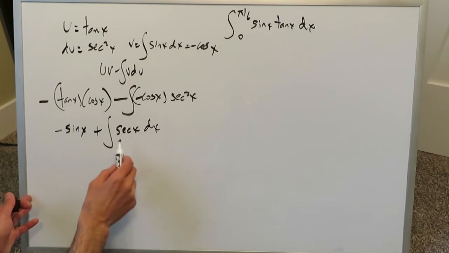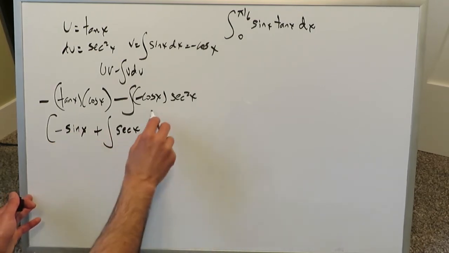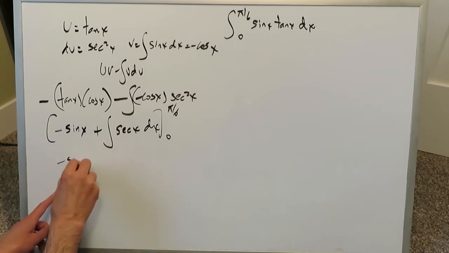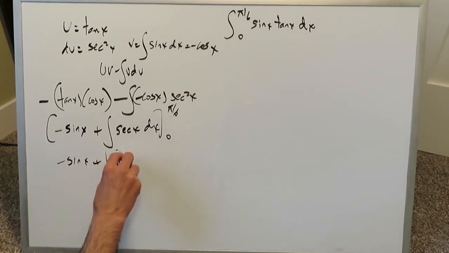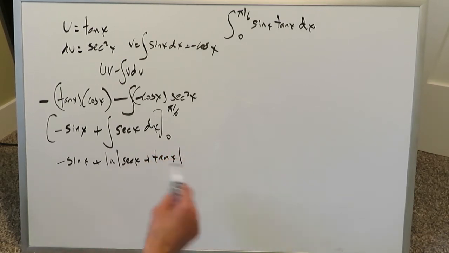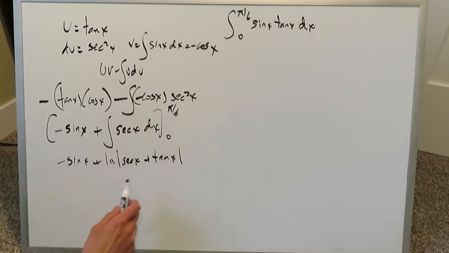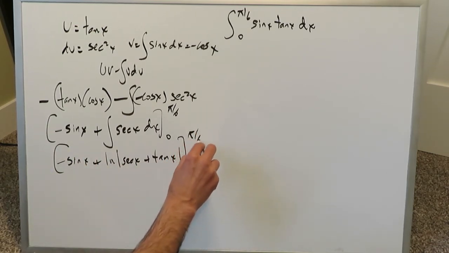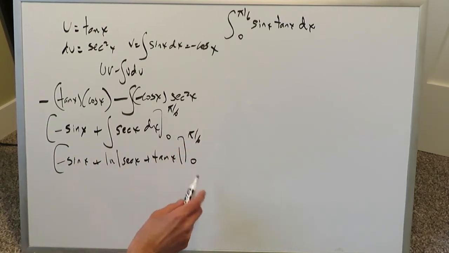And your final answer after this, and I'm not forgetting this, I've just put it aside, is easy: minus sine x plus natural log of secant x plus tan x plus c. But we are doing definite integration, so let's do the proper substitution of these definite limits. We have pi over 6 and 0.